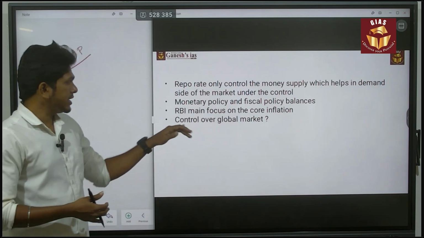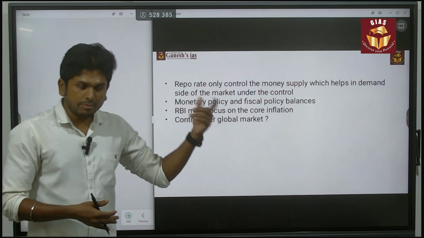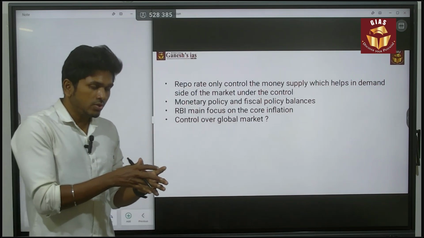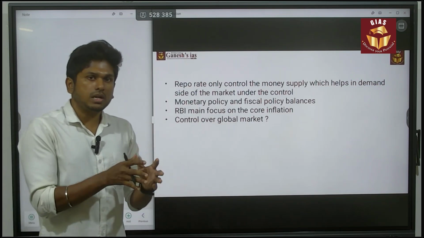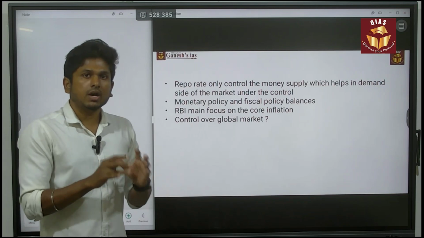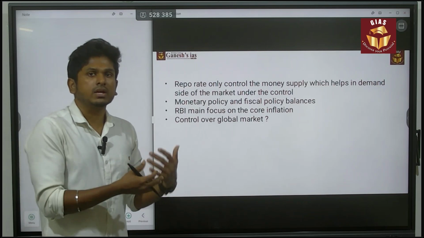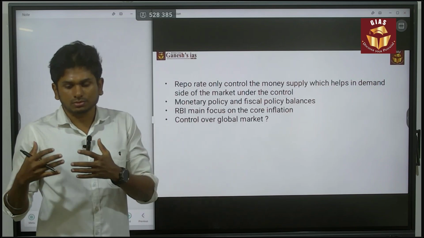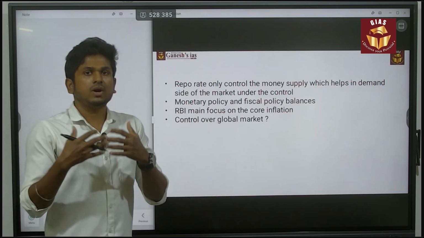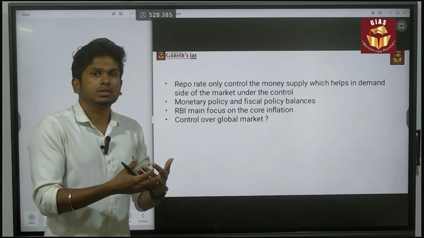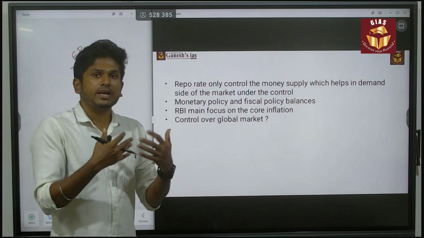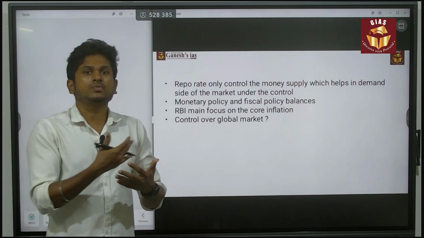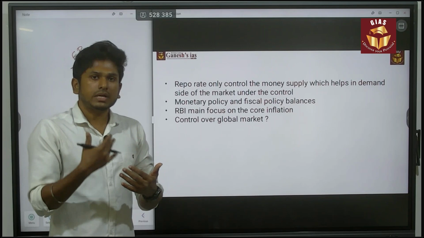Next is global control. That is the next major concern. For example, the RBI can control the money supply in the market, but only in the domestic market. How can the RBI control the global market? If the demand for potato is increasing in the global market, obviously the farmers will export it, because they are going to make a huge profit by exporting that product. In that scenario, how will the RBI reduce the export by the farmers? That is also a major issue.